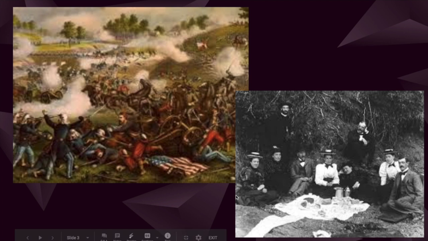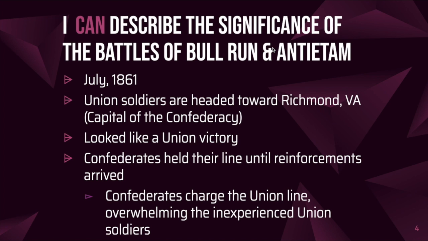And this is a family, they're actually on a picnic. It was very common for families or whole towns basically to picnic on the hills nearby where a battle was going on, and they would watch the battle like entertainment. So this is happening in July of 1861, and Union soldiers are pushing towards Richmond, Virginia, which is the capital of the Confederacy. And right off the bat, it looks like a Union victory.